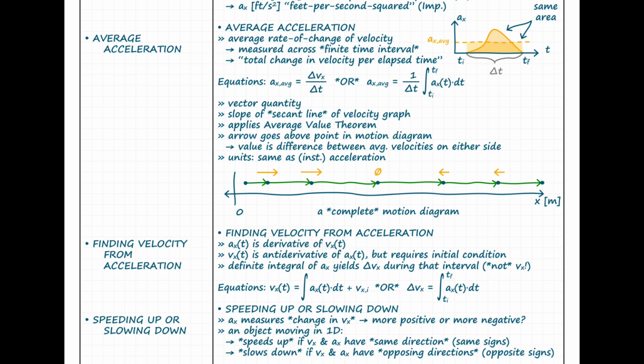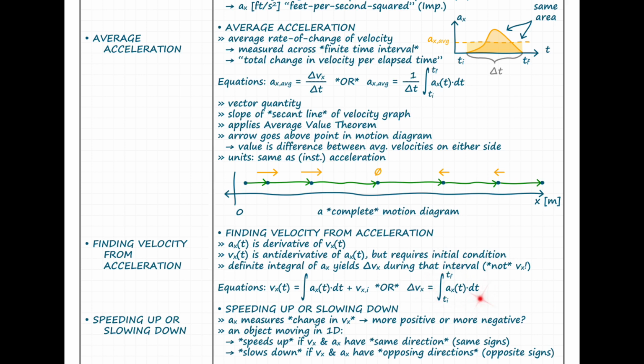Acceleration is the derivative of velocity. So if we know the velocity, we can take the derivative and find the acceleration. We should be able to reverse that as well. If we know the acceleration, we should be able to find the velocity. If acceleration is the derivative of velocity, then velocity is going to be the antiderivative of acceleration, but it requires an initial condition. Same as before, whenever we're doing an integral, we're always going to have a plus c, and we need an initial condition to be able to nail down what that plus c is. So if you integrate your acceleration, it gives you back velocity, but you get a plus c, and you need to know the initial condition.